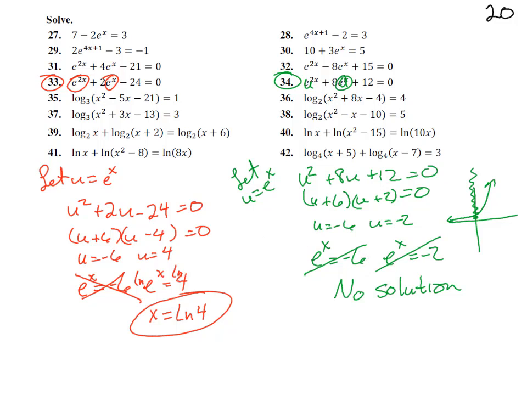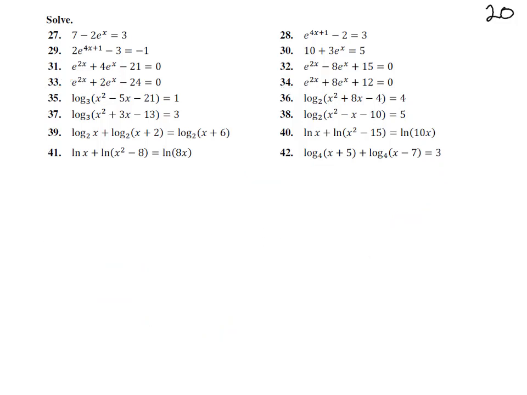Okay, let's move on to number 35. This is a logarithmic equation. We got to get to these x's, so we got to undo this log. What's the opposite of logarithms? Exponentials. So we got to do a 3 to the and a 3 to the. That sounds like a weird operation, but it's 3 to the log base 3 of this equals 3 to the 1. Or some people use the definition and say this base to that exponent equals this. Either way, we will get x squared minus 5x minus 21 equals 3 to the first power.